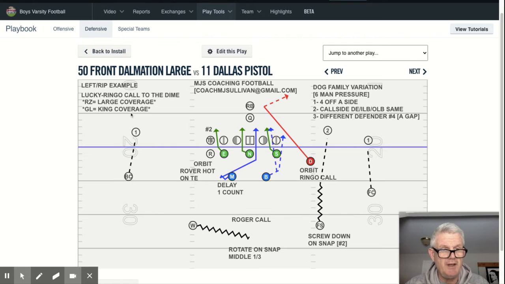Large and king, first of all, are both for six-man pressures. Large is one of our zone blitz coverages. So if you see my zone blitz coverage playlist, you'll get all the specifics, but it's how we both account for the running back and how we play our man technique. That's both the similarity and the difference between the two coverages, large and king.